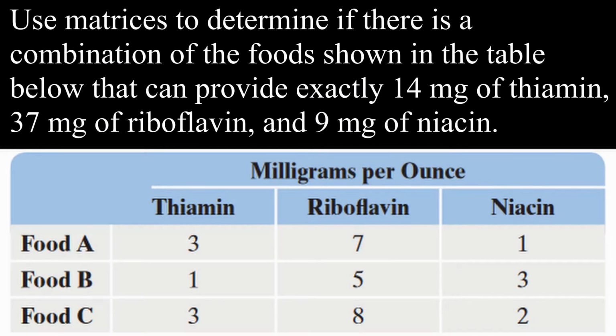The last thing we're going to look at here is a quick application where we want to use matrices to determine if there is a combination of the foods shown in the table below that can provide exactly 14 milligrams of thiamine, 37 milligrams of riboflavin, and 9 milligrams of niacin using the information given.